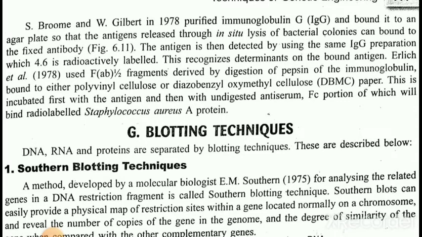Ehrlich et al., 1978, used F(ab')2 fragments derived by pepsin digestion of the immunoglobulin, bound to either polyvinyl cellulose or diazobenzyloxymethyl cellulose (DBM) paper. This is incubated first with the antigen and then with undigested antiserum, Fc portion of which will bind radiolabeled Staphylococcus aureus protein A.